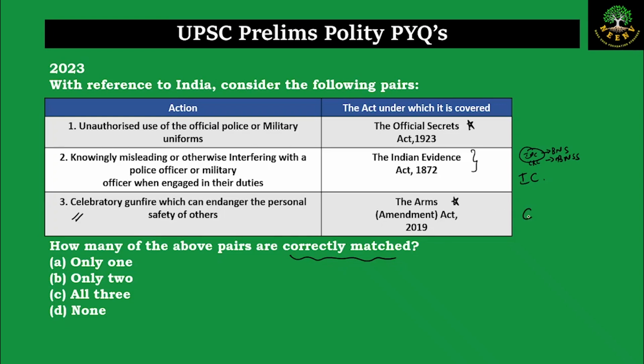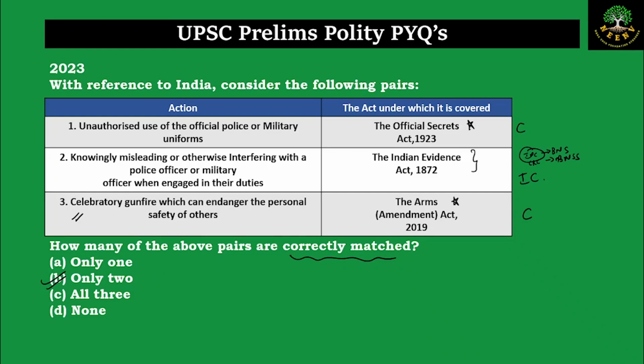So this is correct. Now coming to the difficult part here, the Official Secrets Act, not many of us would know, and that is okay. If you know, answer, otherwise better to skip such questions. Unauthorized use of the official police or military uniforms. This is actually covered under the Official Secrets Act. So this is correct. So because statement 2 is incorrect, 2 statements are correct, we have only 2 as the answer. This is how we would answer in the exam conditions.